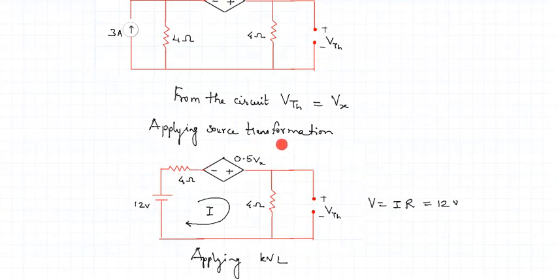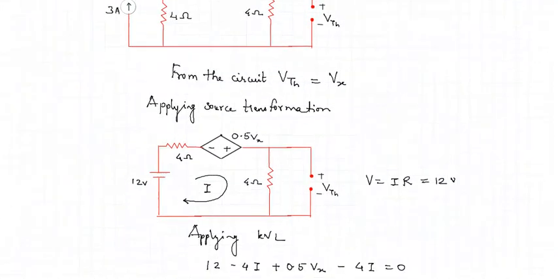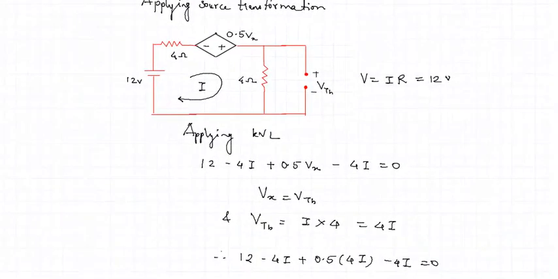We identified the loop. Let us assign I as the loop current. With I as the loop current, applying KVL to the loop, we get the loop equation as 12 minus 4I plus 0.5Vx minus 4 into I is equal to 0. This voltage source is a rise in potential, as we go from its negative terminal to the positive terminal, so we add this. So this is the loop equation. There are two variables in the loop equation, I and Vx. Now what do we understand?